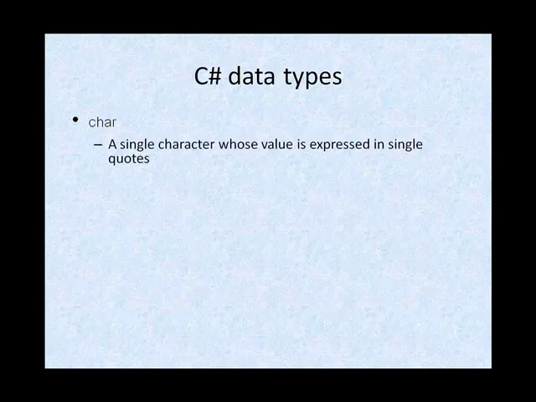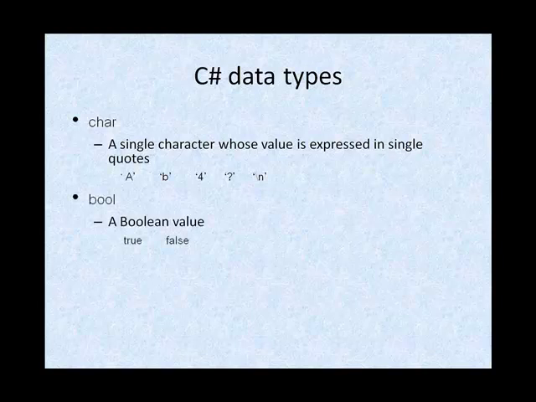Other C# data types include char. A character is a single character, and you express its value in single quotes. So, for example, a capital A or a small b are characters. A 4, if it's expressed in single quotes, is a character. Characters can be punctuation, and sometimes it takes two keystrokes to express a character. For example, \n is the new line character that advances output to a new line when you're producing output on the screen.